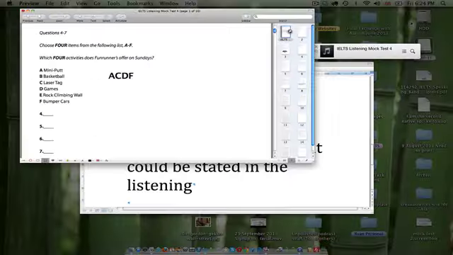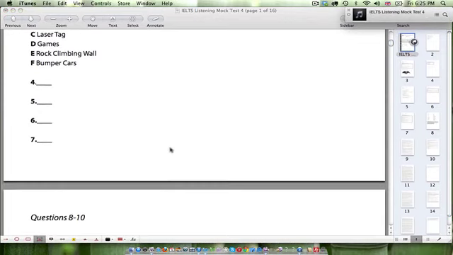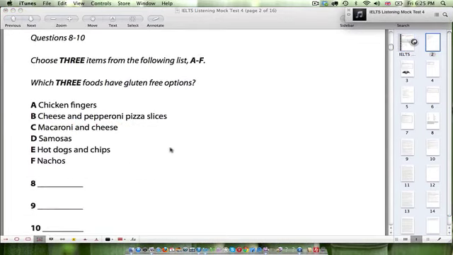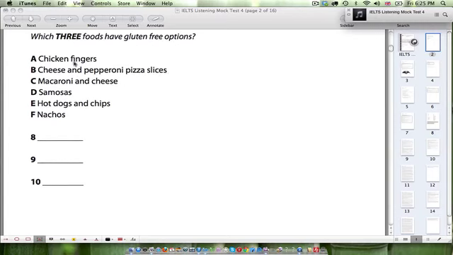Okay, so let's continue with the listening. You have some time to look at questions 8 to 10. Okay, only 3 questions. This should be fairly easy. Choose 3 items from the list. Which 3 foods have gluten-free options? Again, these foods will likely be stated exactly as they're written here in the listening. So chicken fingers, cheese, pepperoni pizza, macaroni and cheese, samosas, hot dogs and chips, nachos. Key here is gluten-free. Now listen and answer questions 8 to 10.